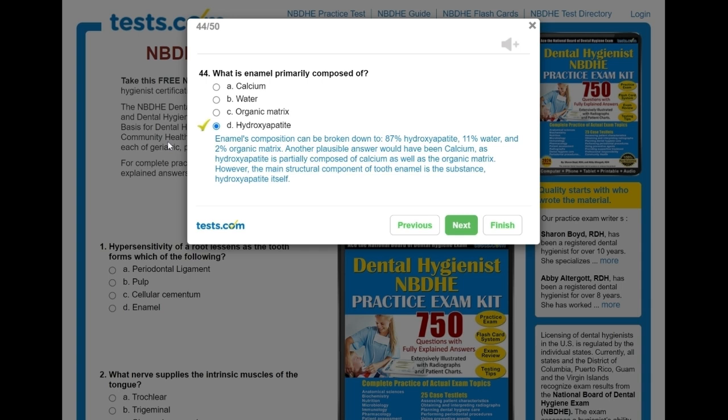D. Hydroxyapatite. Enamel's composition can be broken down to 87% hydroxyapatite, 11% water, and 2% organic matrix. Another plausible answer would have been calcium, as hydroxyapatite is partially composed of calcium as well as the organic matrix. However, the main structural component of tooth enamel is the substance hydroxyapatite itself.